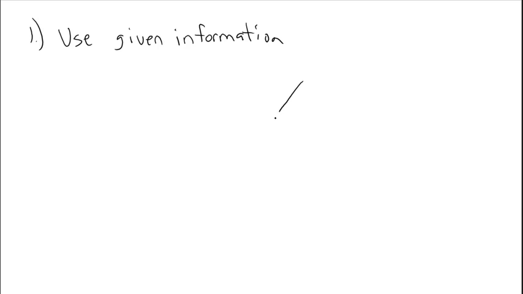So one major tip is to use given information. It sounds maybe pretty straightforward, but a lot of students don't quite understand how to do this. When I say use given information, what I mean is, for example, let's say you were told that, let's draw a picture here. Let's say this angle, we'll call it A, B, C. So let's say this angle is being bisected by, let's call this ray BD.